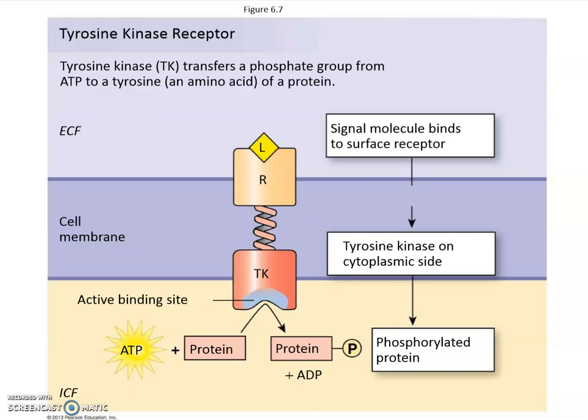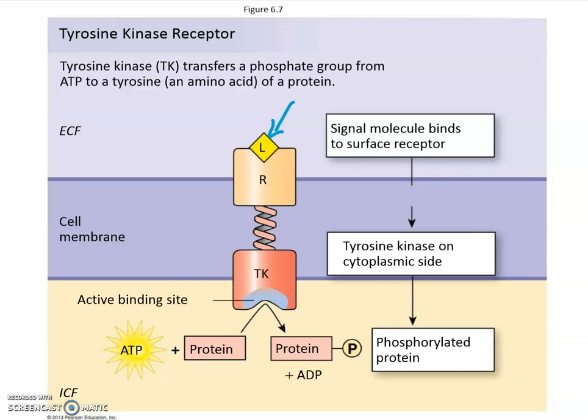The signaling molecule right here, labeled as L for ligand, is binding to this receptor. This receptor has a single transmembrane domain, as you can see, this little spiral helix right here going through the phospholipid bilayer, and the other side of the molecule is a tyrosine kinase.